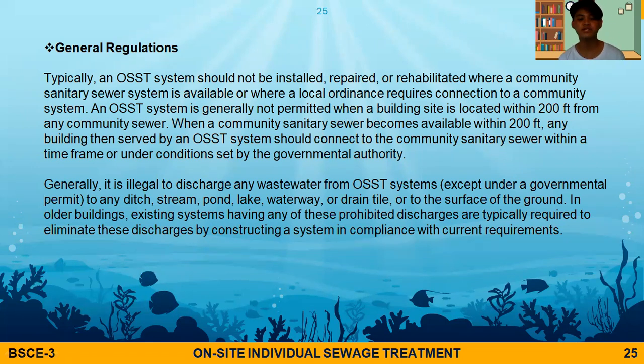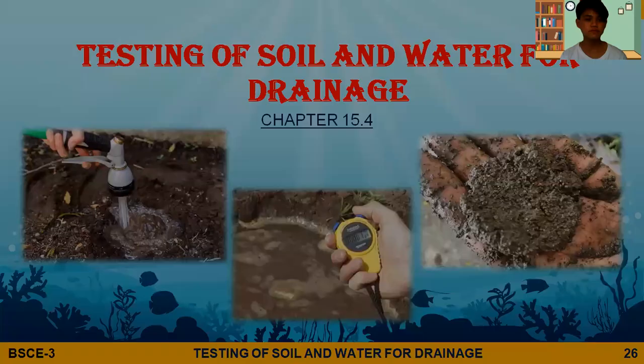Generally, it is illegal to discharge any wastewater from an OSST system except under a governmental permit, to any ditch, stream, pond, lake, waterway, or drain tile, or to the surface of the ground. In older buildings, existing systems having any of these prohibited discharges are typically required to eliminate these discharges by constructing a system in compliance with current requirements.